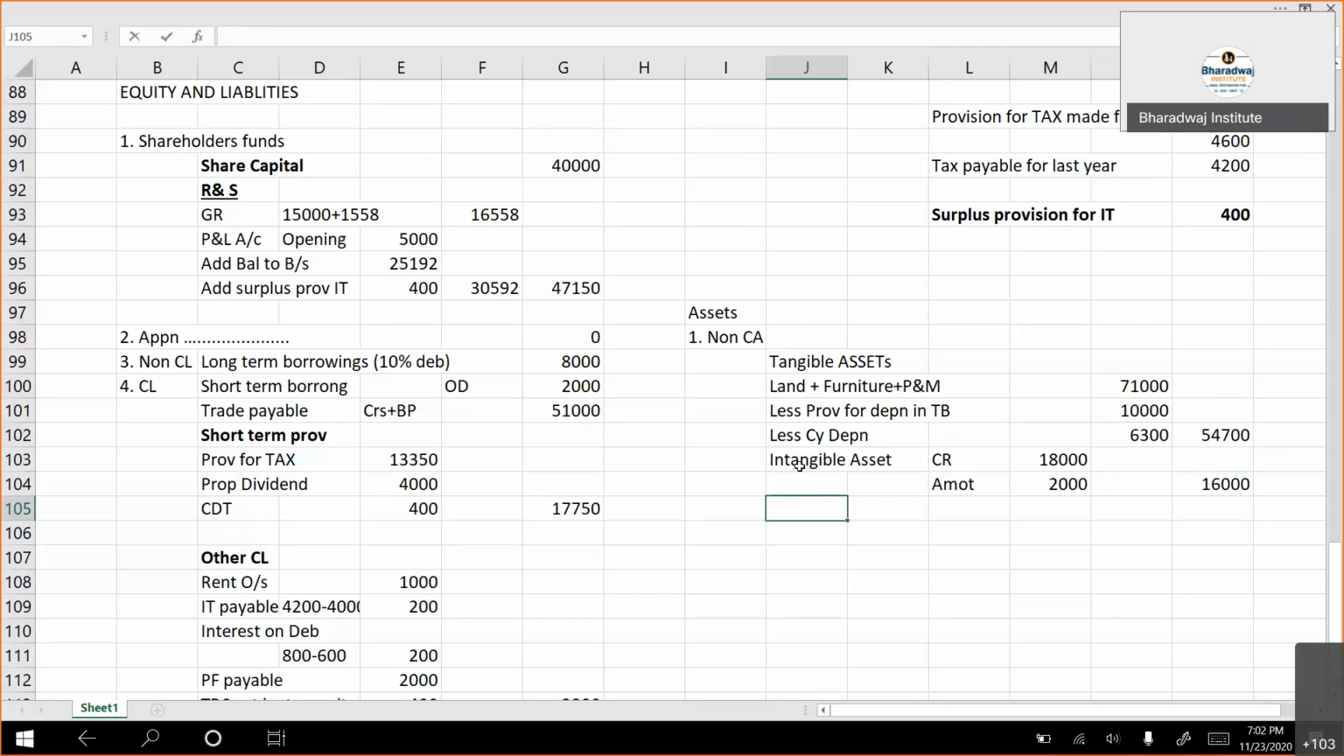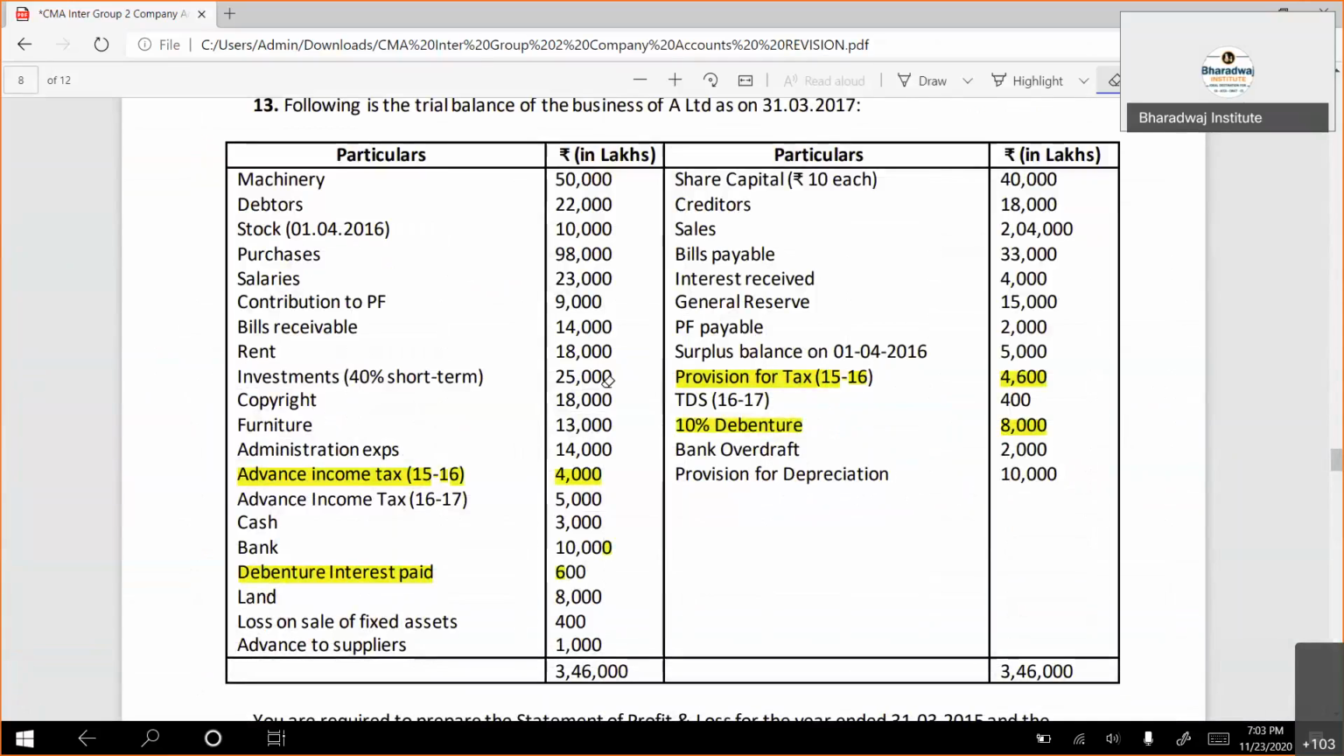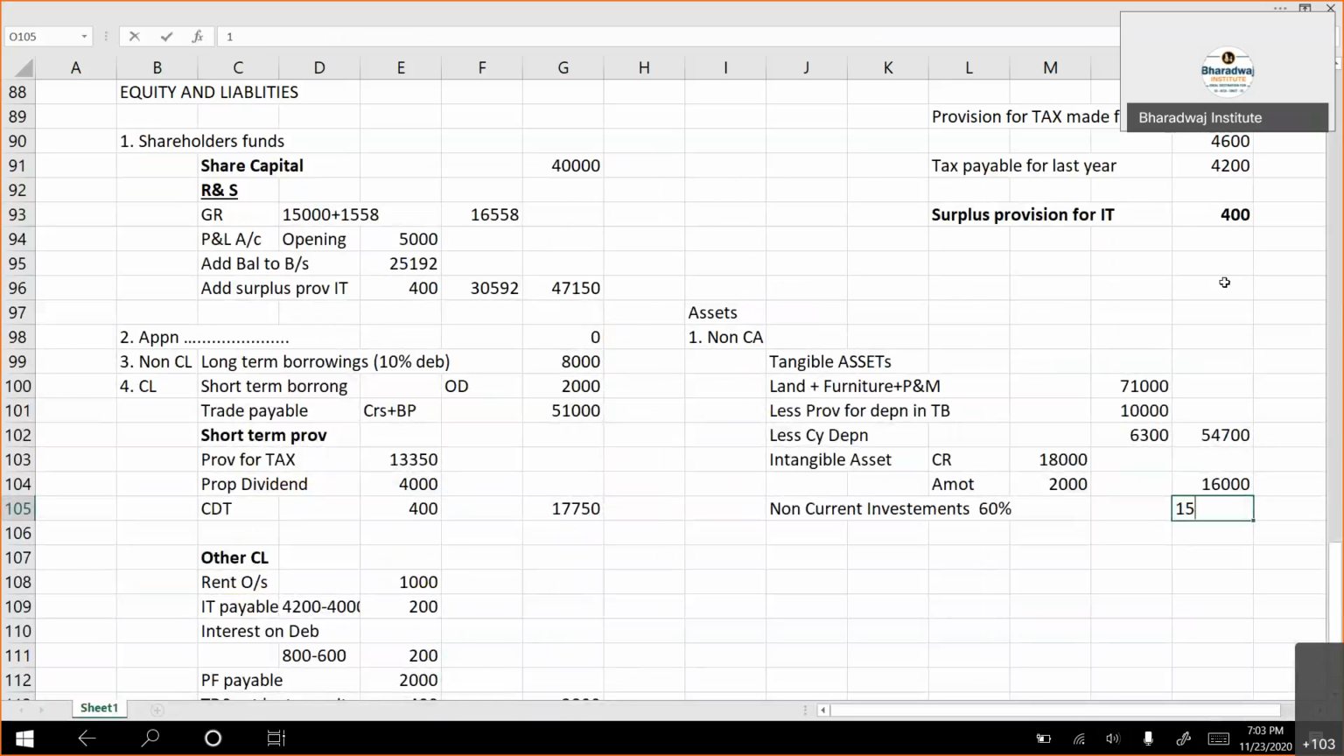Then non-current investments. It is given that 40% are short-term investments. So 60% would have been non-current investments. Okay, 40% short-term means 60% long-term, 15,000. So non-current assets we classify into tangible assets, intangible assets, then non-current investments. Then number 2, current assets.